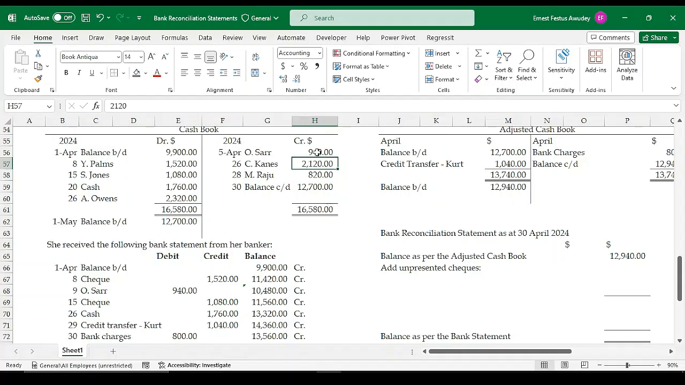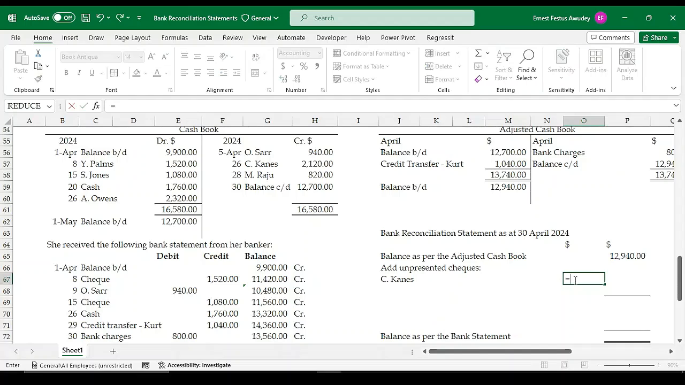So what is the first one here? We have 940 here from OSAR. On the 25th, we paid C. Keynes $2,120, and when you come to the bank statement, it has not been debited here. Therefore, it becomes an unpresented check. So the first unpresented check is C. Keynes. Since I'm not sure if they are going to be two or more, let me put the amount here for now. So I'll just do my equals and link the amount here.